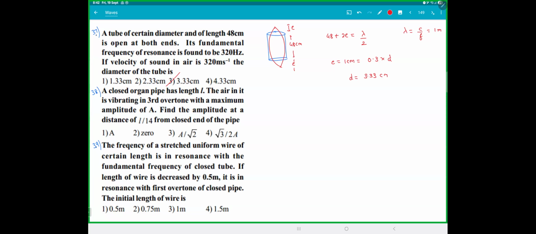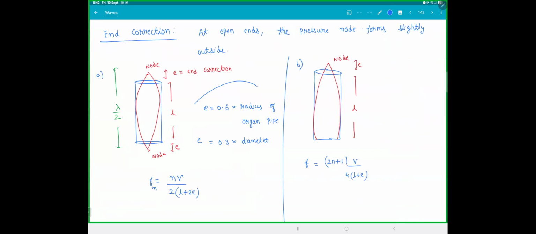Nothing there. This is the level of questions normally. Like you know your formulas, you substitute, you'll get the answers. That is because you didn't revise the notes. And the correction is 0.3 times the diameter or 0.6 times the radius. Don't forget that end correction.